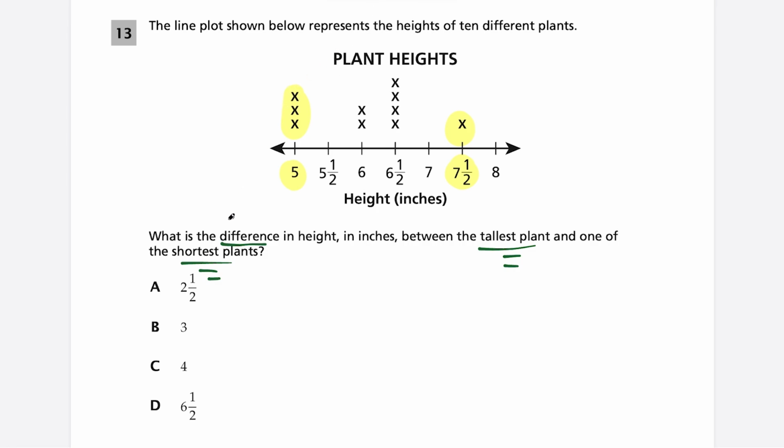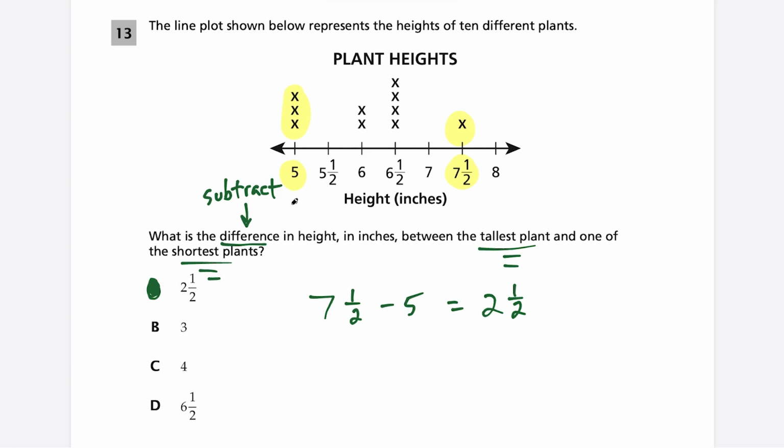But they're asking us for the difference in height between the tallest and shortest plants. So when you hear difference, this is telling you to subtract. We want to know how much taller the tallest plant is than the shortest plant. So we would do 7.5 minus 5. For this one here, all you have to do is subtract the whole numbers. So I'm going to do 7 minus 5 is 2, but the 1/2 has to carry along here. So 7.5 minus 5 is 2.5, and that is the difference in height in inches between the tallest and shortest plant. So choice A is our answer.